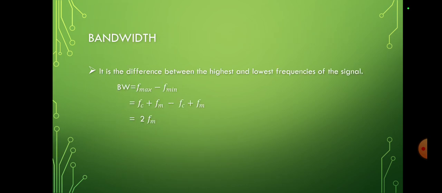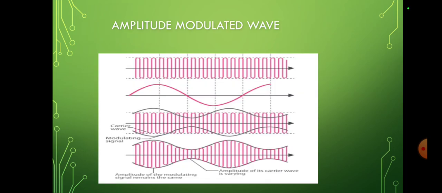Next is bandwidth. Bandwidth is the difference between the highest and the lowest frequencies of the signal. Bandwidth BW is equal to F maximum minus F minimum, which is equal to (Fc plus Fm) minus (Fc minus Fm), that is 2Fm.